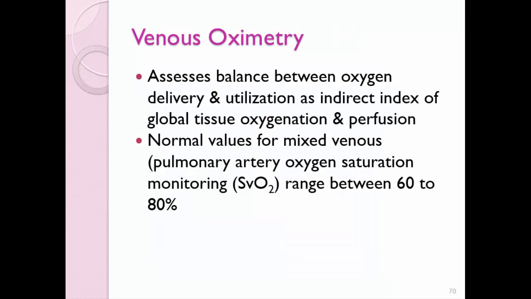Venous oximetry assesses the balance between oxygen delivery and utilization as an indirect index of global tissue oxygenation and perfusion. So normal values for mixed venous via the pulmonary artery oxygen saturation monitoring, or the SVO2, range from 60 to 80%, with an average being probably around 75. And so you'll see this with the Swan-Ganz catheters. You don't see this on everybody, but if you have this catheter in place, then utilize and compare the arterial to venous values, make sure they're reasonable.